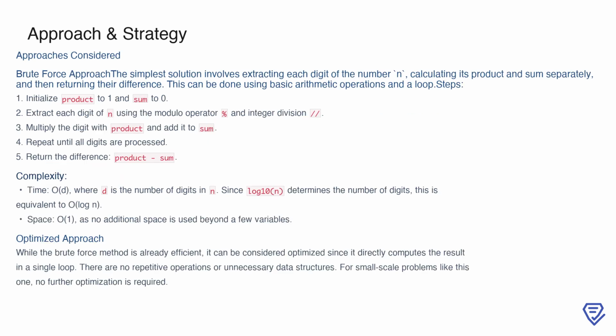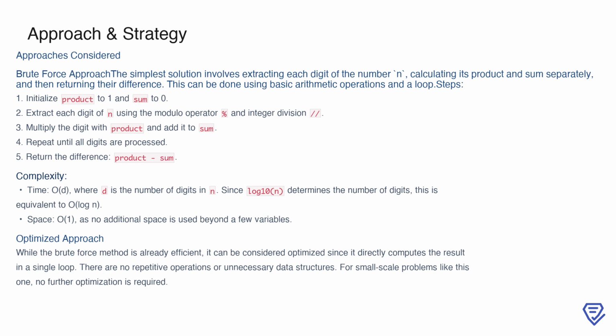To tackle this problem, we begin by considering the brute force approach. This method involves systematically extracting each digit of the number and calculating both the product and sum of these digits. We initialize two variables, product as 1 and sum as 0. Then, using the modulo operator % and integer division //, we extract the digits one by one. Each digit is multiplied with product and added to sum. This process continues until all the digits are processed, and finally, we return the difference between product and sum.